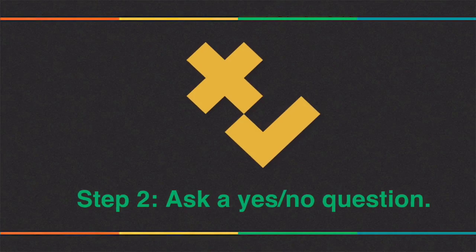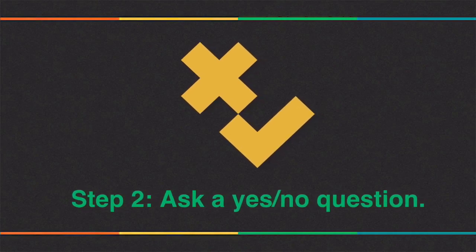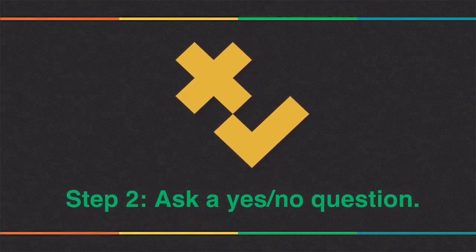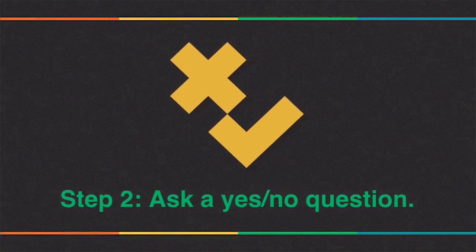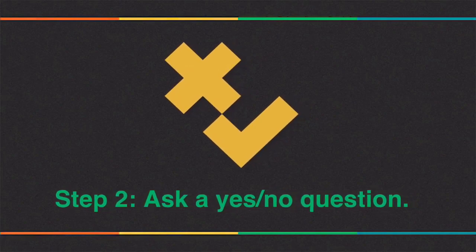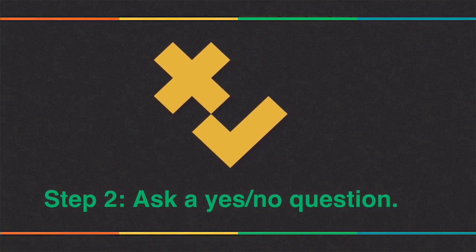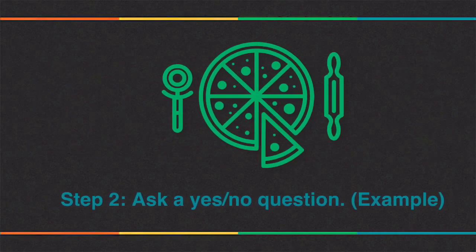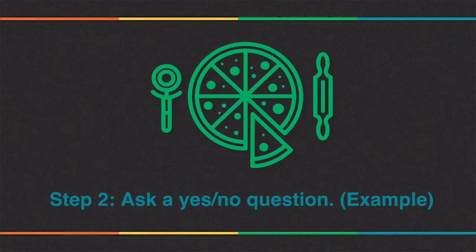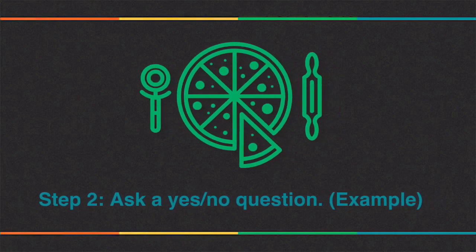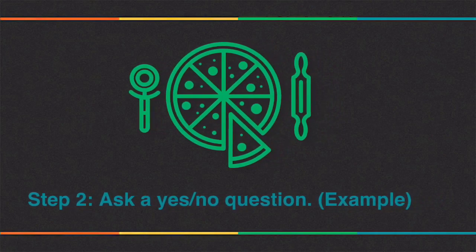Step 2 is to ask a question to which the answer is yes. You want to get students confident answering yes questions. Questions that they can easily understand and easily get their hands raised. Going back to our restaurant example, you might ask a question like, does John eat a pizza?